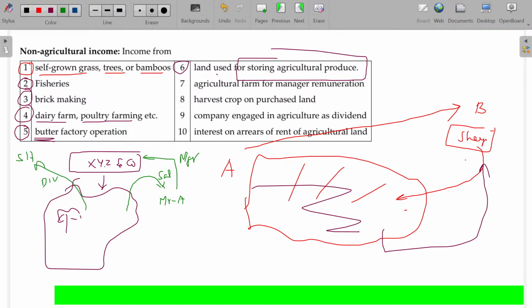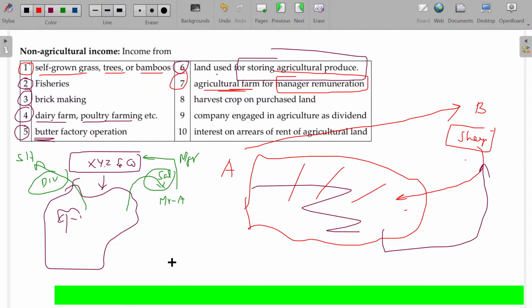This dividend and this salary will not be considered as agricultural income. XYZ and Co only does the agricultural operation. Any gain they share with various contributors like manager or shareholder by way of salary and dividend will not be considered as agricultural income. So, for an agricultural farm, manager remuneration is not considered as agricultural income.